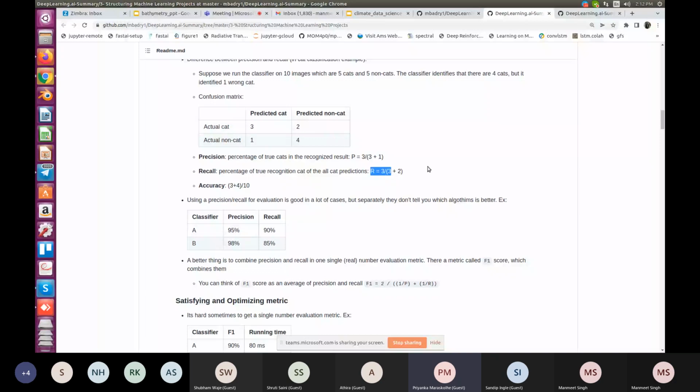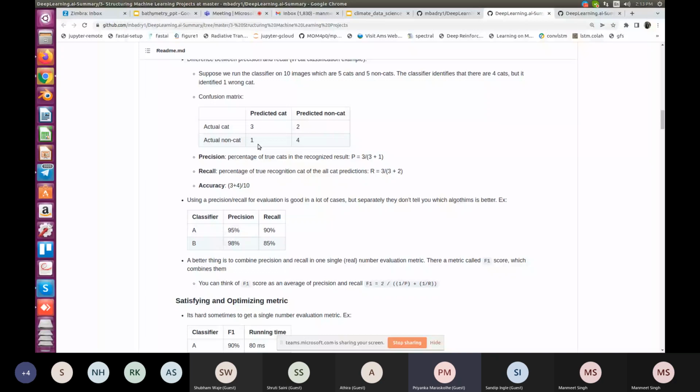And what is the accuracy? The total number of samples here is 3 plus 2 is 5, plus 4 is 9, plus 1 is 10. Accuracy is the total number of correct predictions. The total number of correct predictions is 3 plus 4, which is 7. The total is 10. So the accuracy here is 70%.